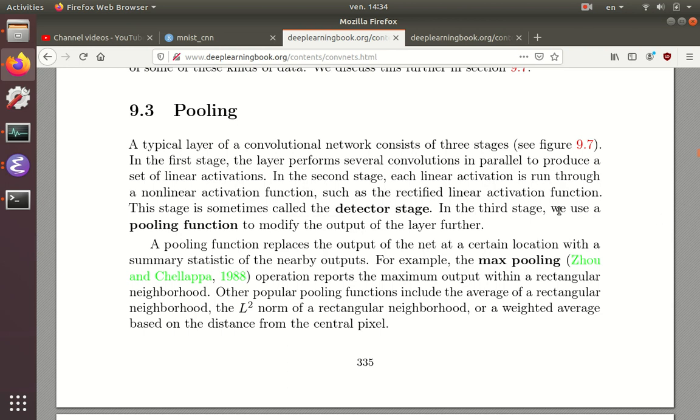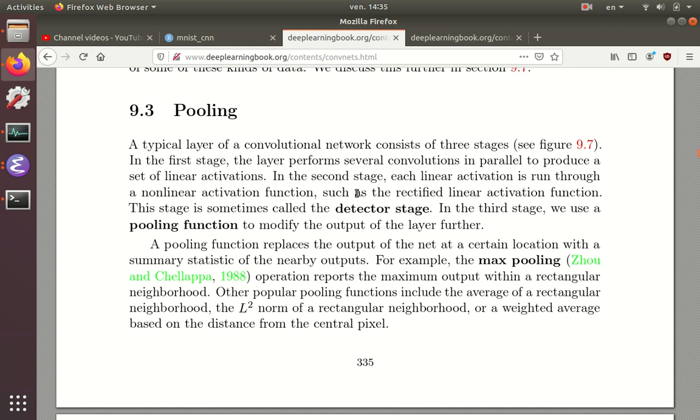So in this section it explains that a typical layer of a convolutional neural network consists of three stages. The first stage consists of performing several convolutions in parallel to produce a set of linear activations. Second stage, each linear activation is run through a nonlinear activation function. And those two stages were pretty similar to what we were doing with fully connected neural networks in the previous projects.